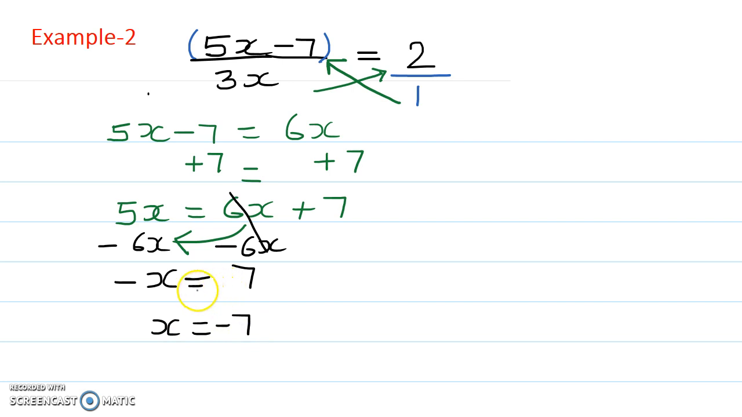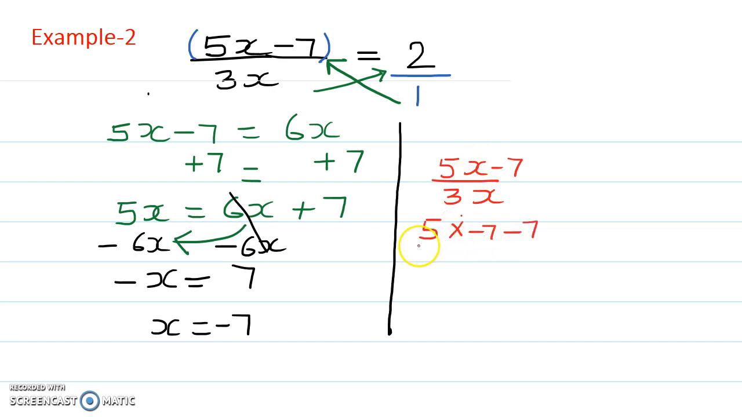Nice and easy. So checking part you can always do, and here we can show you different checking part all in one go. So this was our question, 5x minus 7 over 3x, which is equal to 2. So I'm going to replace x with minus 7. So if you multiply minus 7 here, it will be 5 times minus 7, then minus 7, then 3 times minus 7.